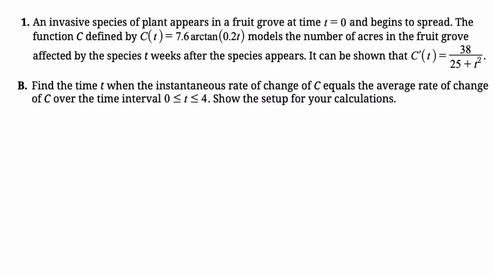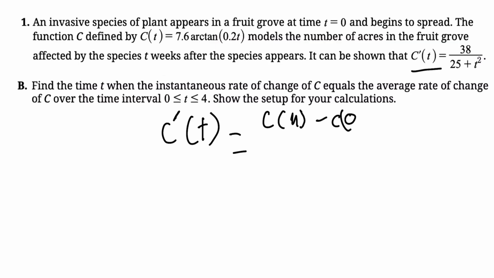Alright, so now for part B, we want to find the time t where the instantaneous rate of change of c, which is c prime of t, is equal to the average rate of change of c over the time interval 0 is less than or equal to t is less than or equal to 4. So we want c prime of t to equal the average rate of change of c over this interval from 0 to 4. That will be c of 4 minus c of 0 divided by 4 minus 0.